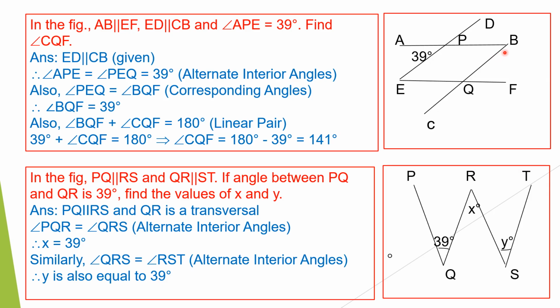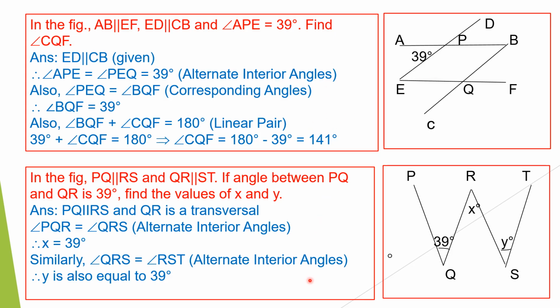So once you got BQF to be 39 degrees, this angle plus this angle is 180 degrees, linear pair. So angle CQF will be 180 minus 39, 141 degrees. This is the way we have to continue. You may get many sums based on these aspects.